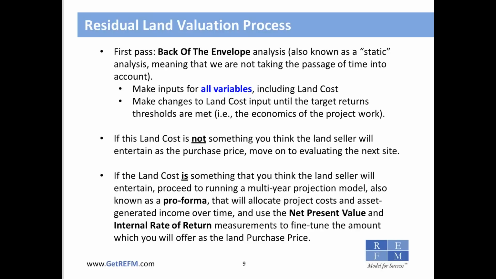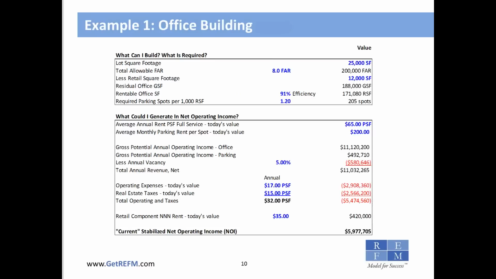And then we can look at measurements for performance such as net present value and internal rate of return and multiple on equity, that will allow us to fine-tune the amount that we would actually offer as the land purchase price. Okay, so what we're going to be doing today is we're going to look first at a back-of-the-envelope analysis for an office building.